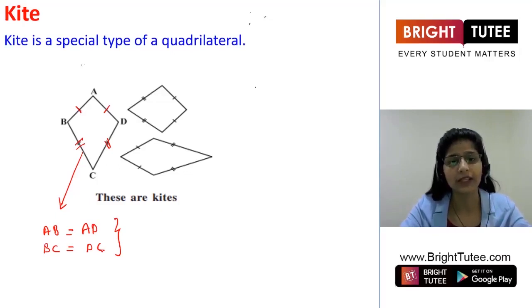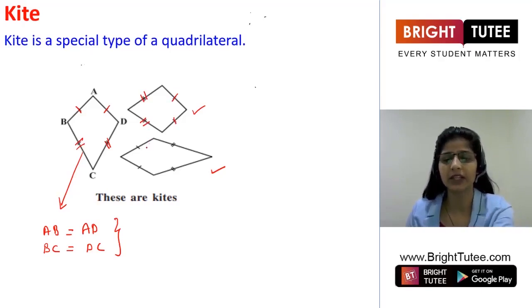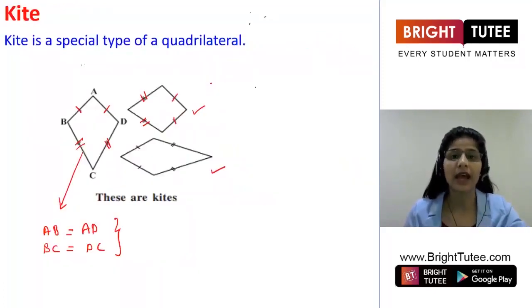Similar property can be observed in figure 2nd and in figure 3rd. Here also a pair of adjacent sides is equal, this one, and the second pair is also equal. So this is known as a kite. This is a special type of quadrilateral. So what we have done? We have discussed trapezium, right, which is a quadrilateral with a pair of parallel sides. And we have discussed a kite, right.